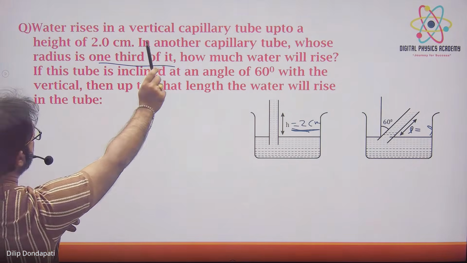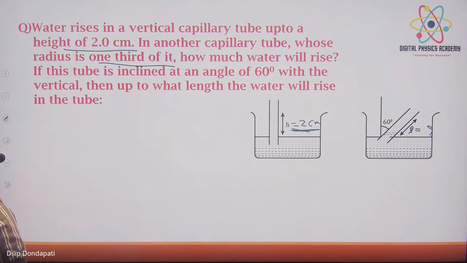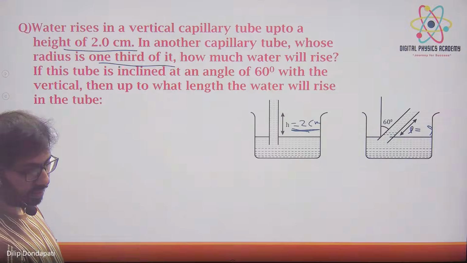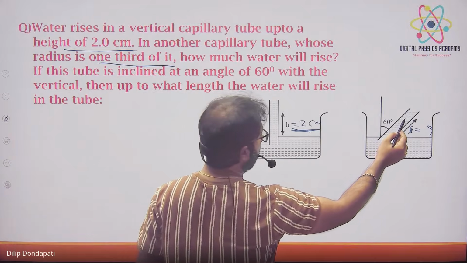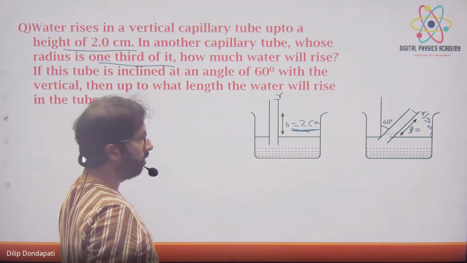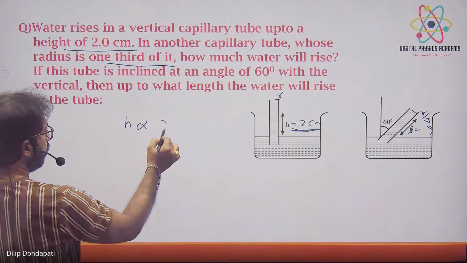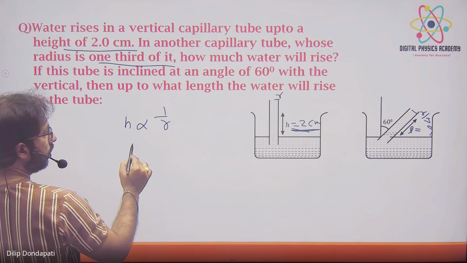Dekho, water rises in the capillary tube up to a height of 2 centimeters. Itna rise hua. If another capillary tube has radius 1/3 of the tube, how much comes? If you equate it to 2, you'll get 4? So the first answer is 3. Why, tell me? Because the radius is 1/3, h is inversely proportional to r. So if r is decreased by 3, then h is increased by 3.